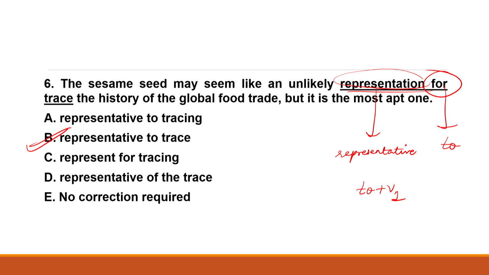So, the correct sentence should be, the sesame seed may seem like an unlikely representative to trace the history of the global food trade, but it is the most apt one.